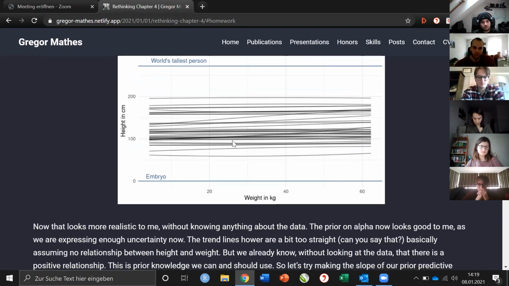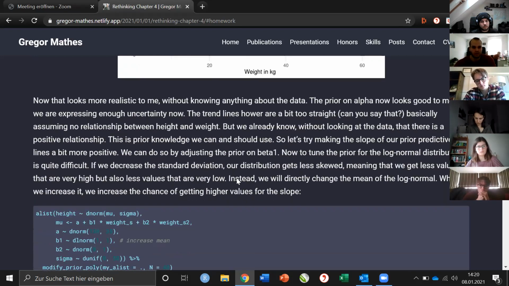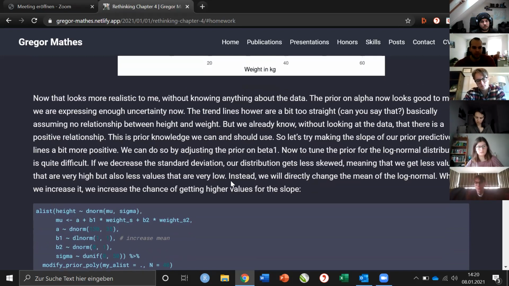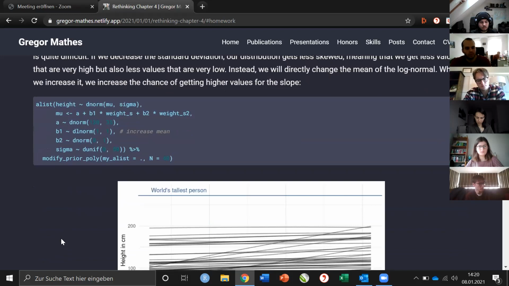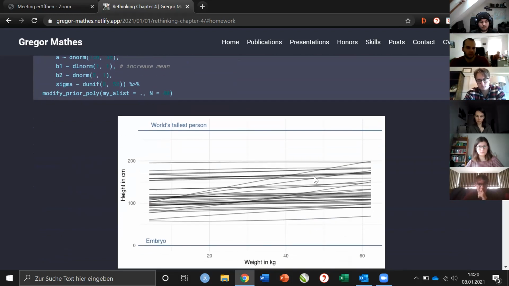Now, the next step was to fuss about the slope. So for me, in this case, we're expressing no relationship, or we're expecting, as we're working with priors, no relationship between height and weight a priori. So I wanted to increase the mean for the log norm for the first beta in the polynomial equation, to basically force some positive relationships between height and weight. This is the result.